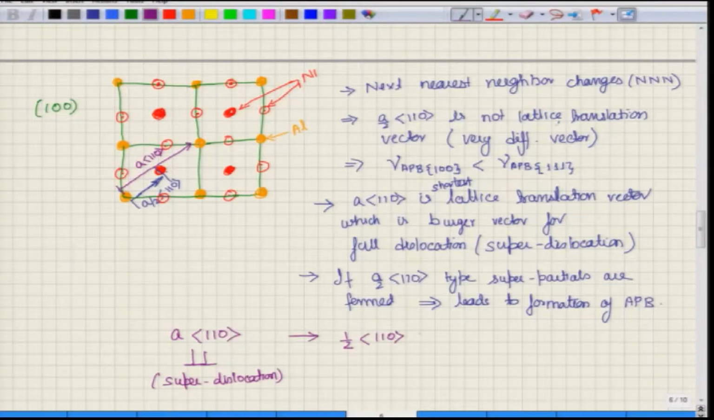So, this can break into 1/2[110], which is a super partial. So, this is now represented as this, and there will be another [110]. It can be represented like this. And in between these two, what would we have? We will have an anti-phase boundary. So whether you are talking about 111 or 100, you will have an anti-phase boundary. Of course, the energy would be different when you are forming it on 111 and on 100. And just to remind you, which one would be lower? So we saw that 100 has the next nearest neighbor anti-phase boundary, while 111 has the nearest neighbor anti-phase boundary. So 100 is the lower of these two.